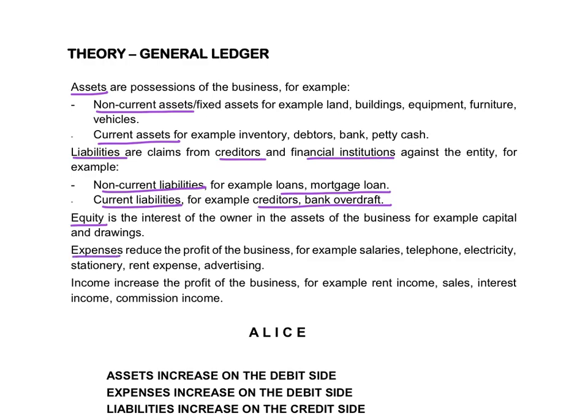Expenses reduce the profit of the business, so the owner will get less profit and therefore it will reduce equity. For example, salaries, electricity, stationery, advertising. Income increases the profit of the business so that the owner will get a bigger profit and the equity will increase. For example, rent income, sales, interest.